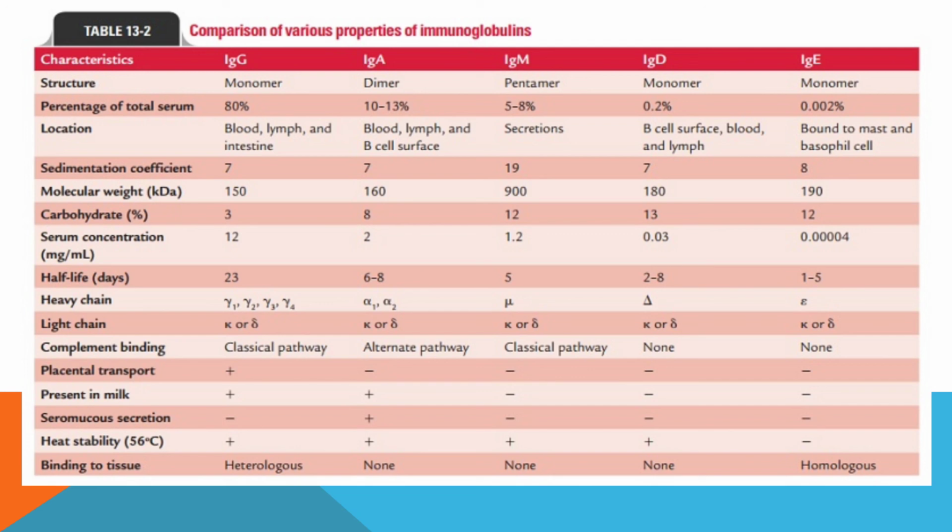Coming to placental transport, IgG is the only immunoglobulin that can pass through the placental barrier and provides natural passive immunity to the newborn. The immunoglobulins present in milk are IgG and IgA, and the immunoglobulin found in seromucous secretions is IgA. Coming to heat stability, IgG, IgA, IgM, IgD are all heat stable except for IgE.